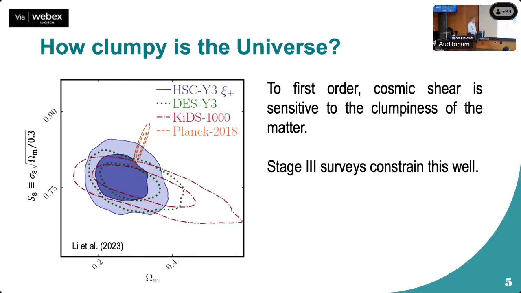And here you see DES year 3, and then also KiDS and HSC here in blue. And they agree quite well amongst themselves. They agree somewhat less well with the Planck results. So this is this S8 tension that has been mentioned earlier. But I think apart from whether or not there is a tension, the important thing is these early surveys already are competitive with the CMB when it comes to this parameter.